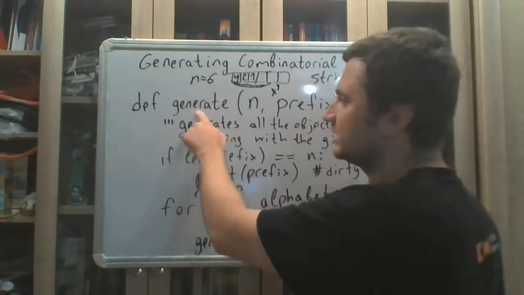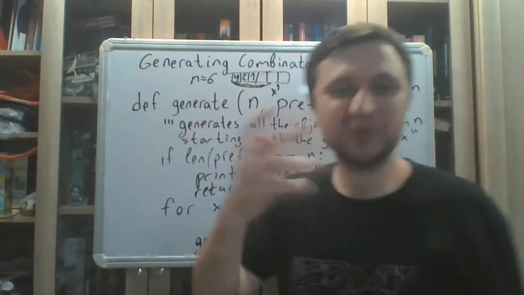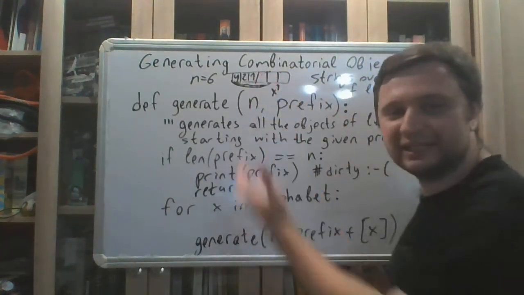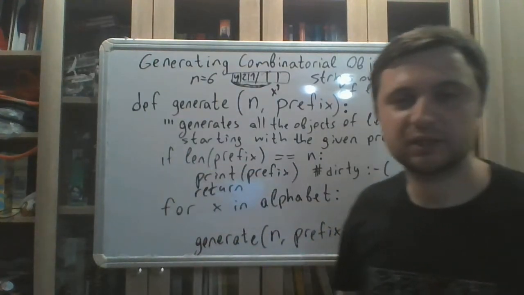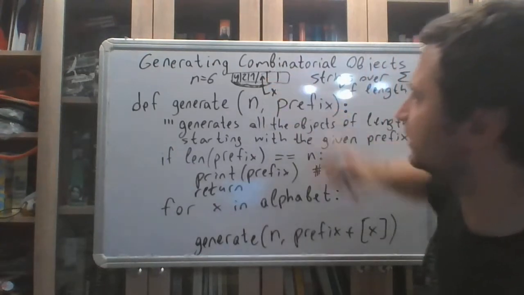And note that I didn't write generate strings or generate permutations. The name of the function is also universal, like generate. And the words prefix and n are also universal. So this stays the same, but what x values are applicable to this position?